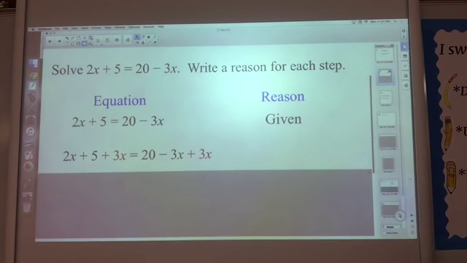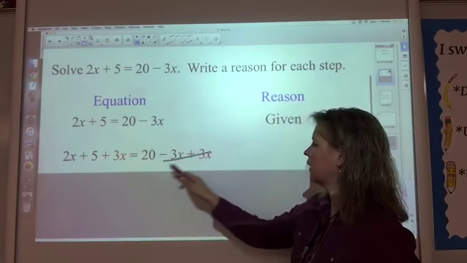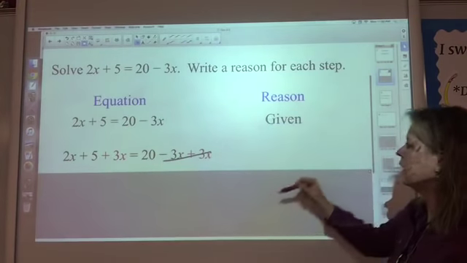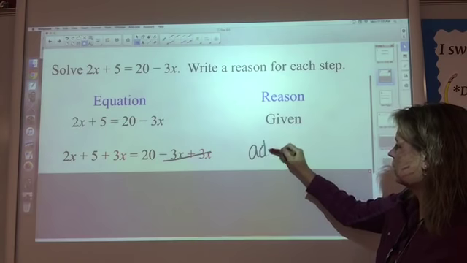And reminder, you might have to pause the video once in a while to keep up as I go through this, because some of mine's already done. Add 3x to both sides. Why would you do that? Because over here, it will get rid of the 3x. Over there, it will combine the x's. And the reason for that is the addition property.